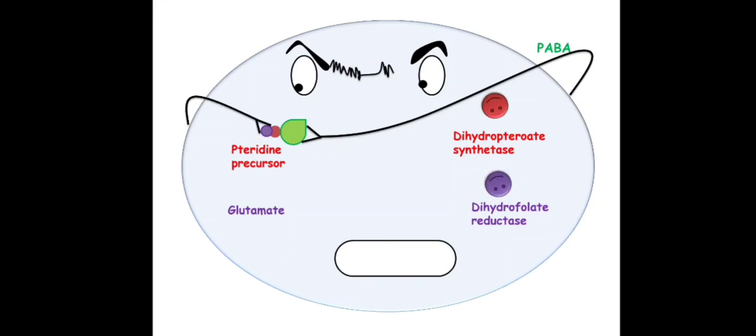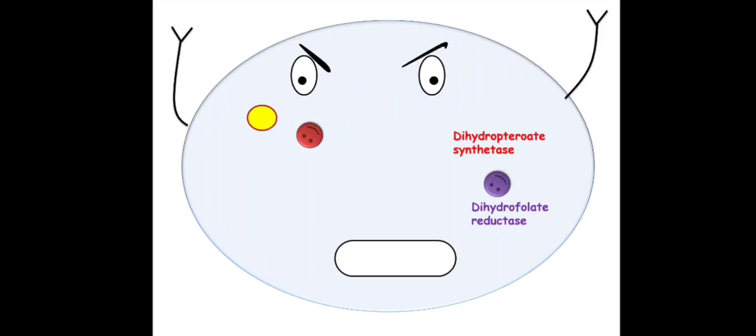And it was not mixing, so the red enzyme said that, wait, I will come and try to mix it. So this red enzyme will come and try to mix pteridine precursor, glutamate and PABA, and this enzyme mixes them and it will result in the formation of a compound known as dihydrofolic acid. So dihydropteroate synthetase will lead to synthesis of dihydrofolic acid.